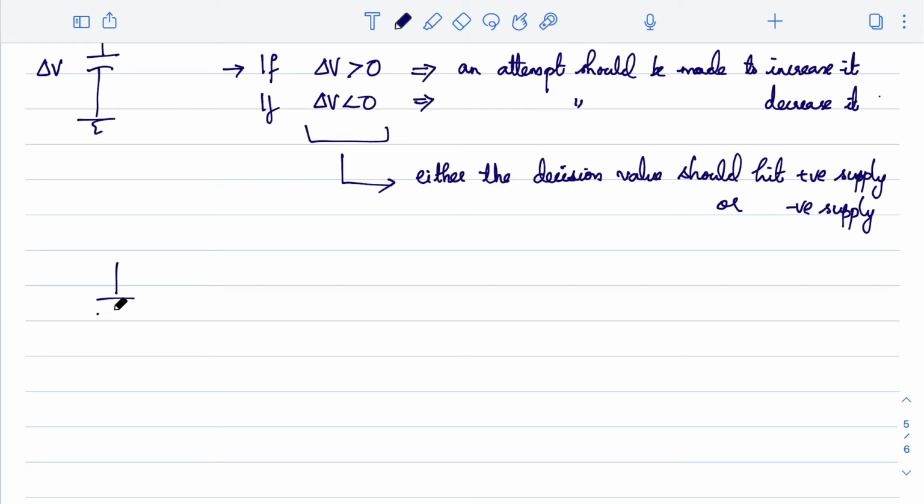So what do you think? If I have a capacitor with delta V, and this delta V is greater than 0, I should make an attempt to increase this value. How can I do that? Any guess? This is not the regular amplifier approach. That is why I'm just explaining in this way. I have a voltage across a capacitor, and if this voltage is greater than 0, I should try to increase this value, and that value should go to plus VDD or high. If it is less than 0, it should go to a low value.